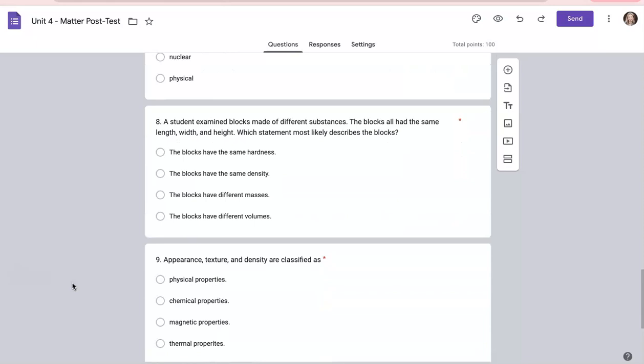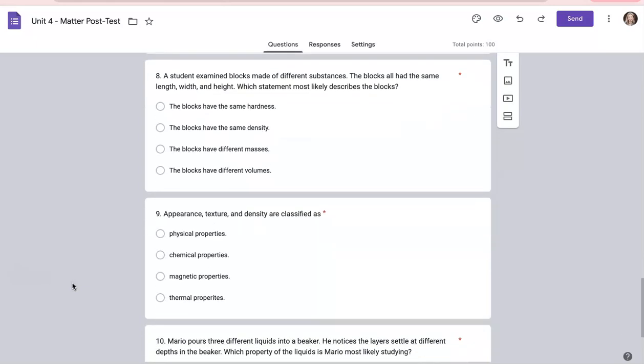Number 8, a student examined blocks made of different substances. The blocks all had the same length, width, and height. Which statement most likely describes the blocks? The blocks would have the same hardness. The blocks would have the same density. The blocks would have different masses. The blocks have different volumes.